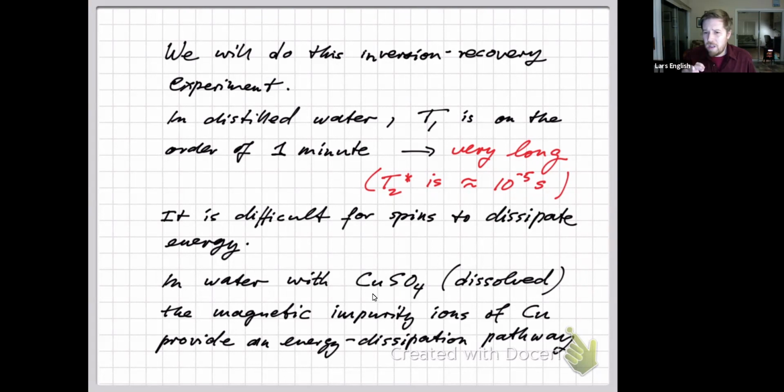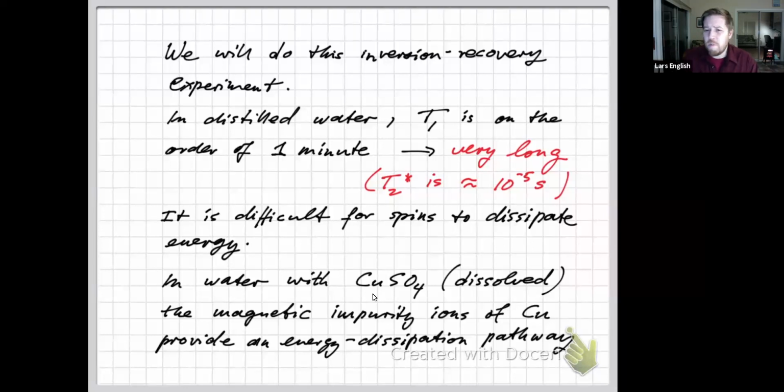And so now we might see how energy can be transferred out of the excited hydrogen nuclei. Maybe if they collide with the copper, in that collision, some energy can be transferred from one spin into another spin, from the spin of the hydrogen to the spin of the copper. You can see how you've now created a pathway for energy dissipation.